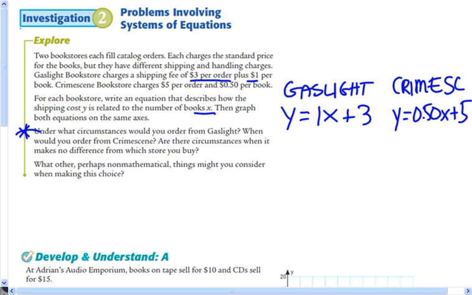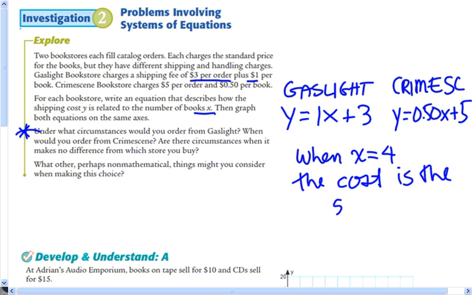So the important thing is when x equals 4, the cost is the same. In other words, for 4 books. When x is greater than 4, the cost is cheaper at Crime Scene. When x is less than 4, the cost is cheaper at Gaslight.